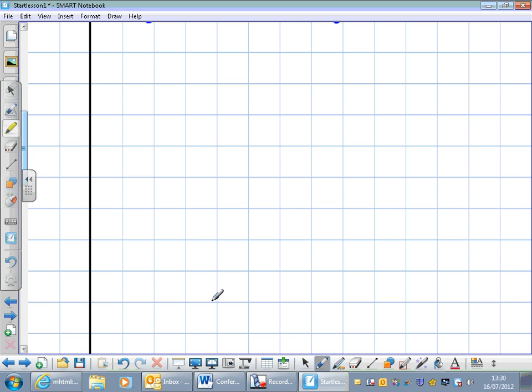Right, now we're just going to do one more expansion. We're going to look at (a plus b) all to the power 4.